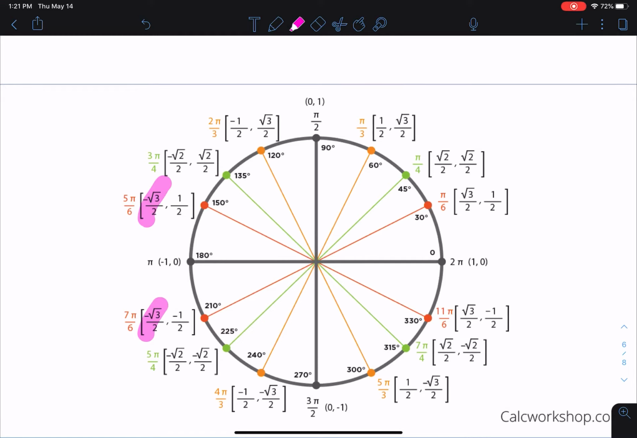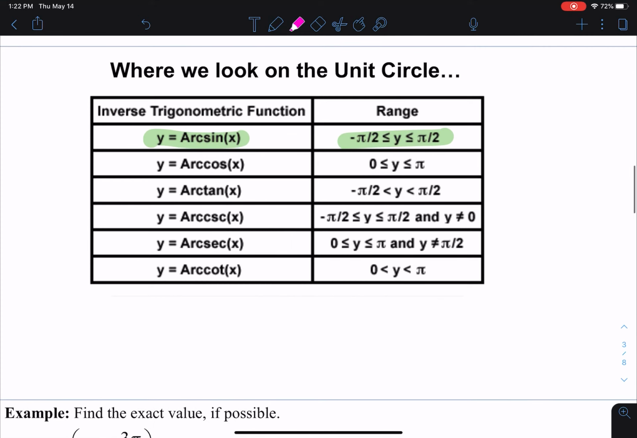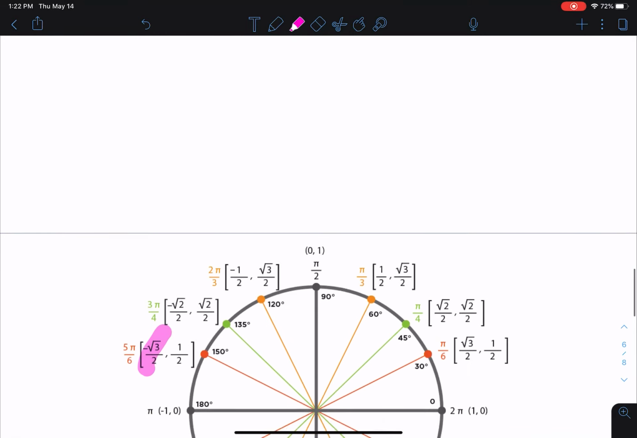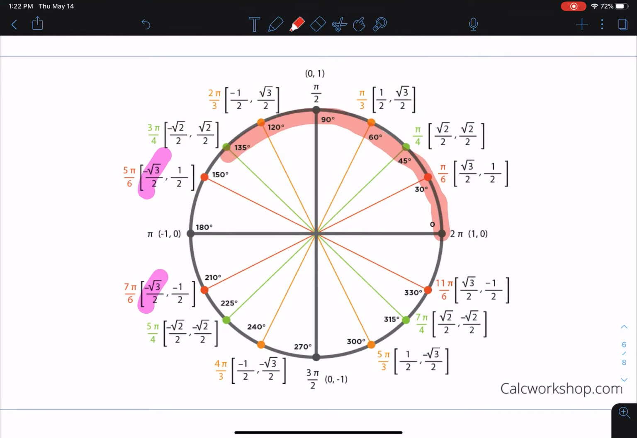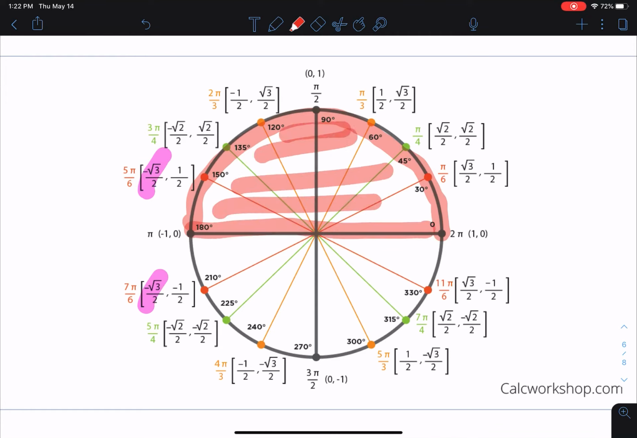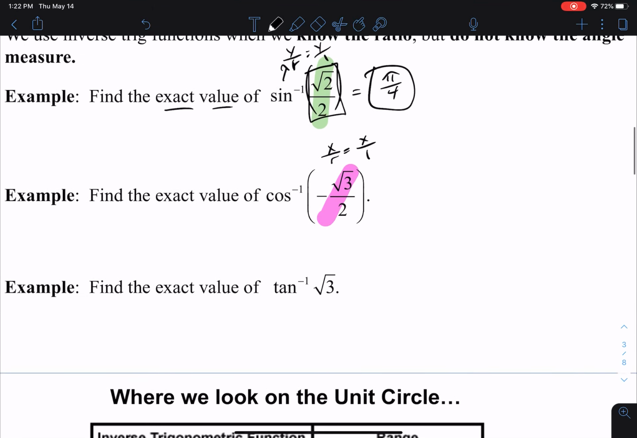Okay, so which one? Are we going to use both? Are we going to use one? Are we going to use the other? What's the deal there? Well, for cosine or arc cosine, we only use 0 to pi. That's the range we're looking at. So let's go back. 0 to pi. Stop right there. So I'm only looking up here, not looking down there. And the only one that's there, the angle measure, is 5 pi over 6. So let's go back up. There we go. That's the angle measure.